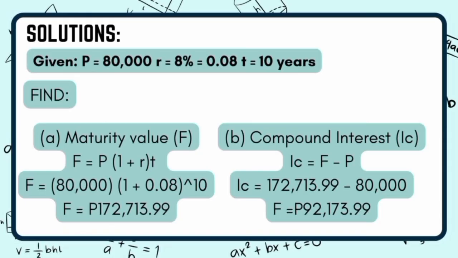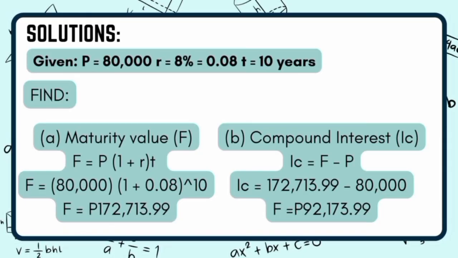So first, we're going to find maturity value, and the formula we use is F equals P open parenthesis 1 plus R close parenthesis raised to T. So we substitute the given in the formula. So F equals 80,000 open parenthesis 1 plus 0.08 close parenthesis raised to T. And we add 1 plus 0.08, so we get 1.08. And we raise 1.08 to 10 and multiply the result by 80,000, so we get F of 172,713.99. So let's proceed to compound interest.